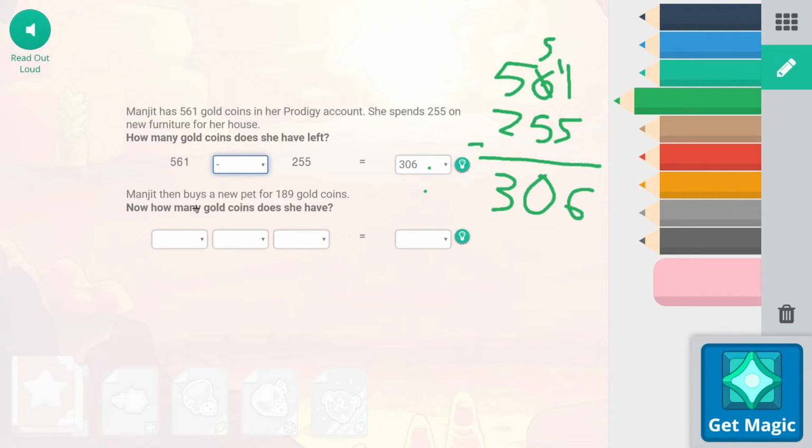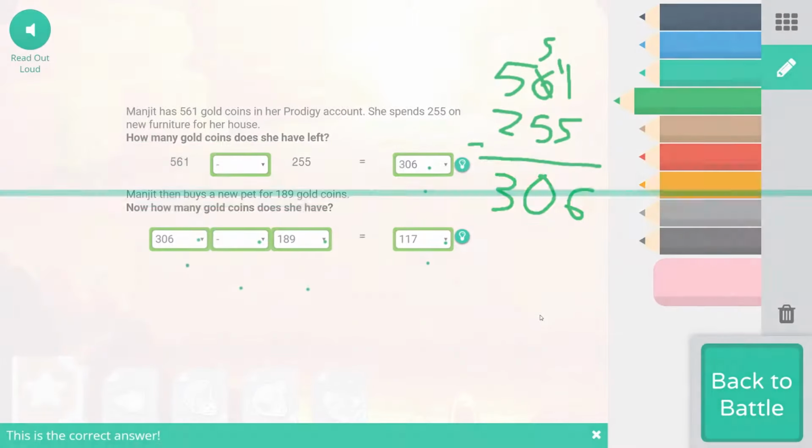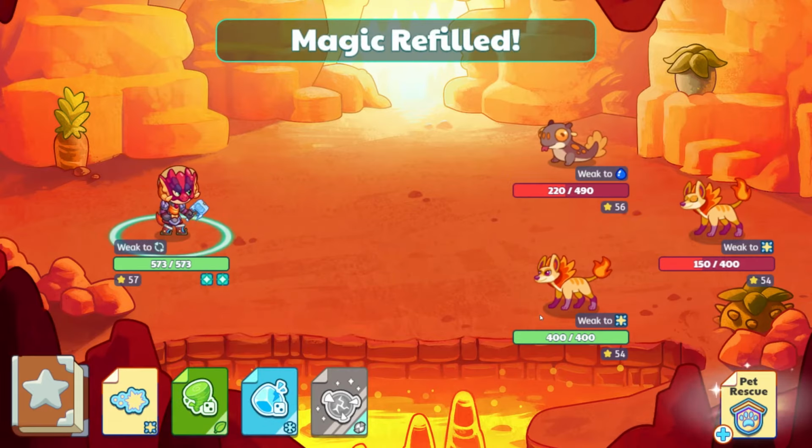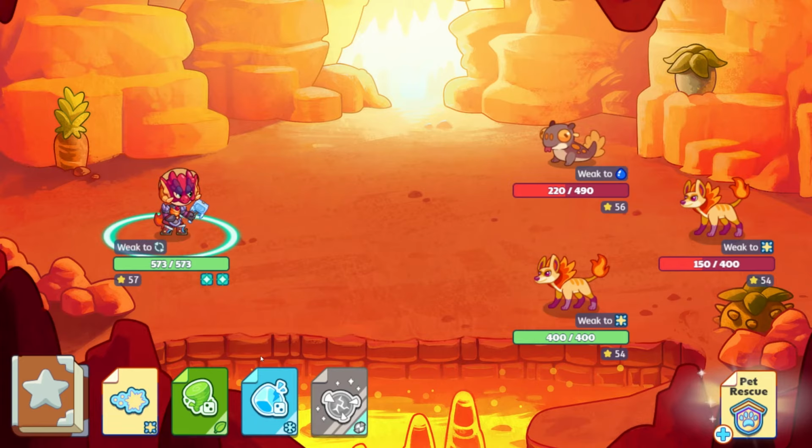And then Manjit buys a new pet for 189 gold coins. Now, how many coins does she have left? So we're starting at 306, and then we're going to subtract 189, and then we're going to see what is left over. Now, the only one that makes sense is 117. I don't really have to do the math. I can also see that 16 minus 9 would be 7, so it would have a 7 in the ones place. So that's really the only one that logically fits. If you go ahead and do that whole process of elimination, then that can be very helpful.